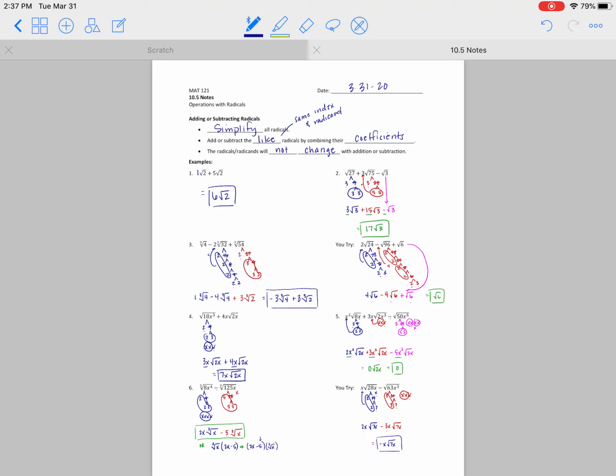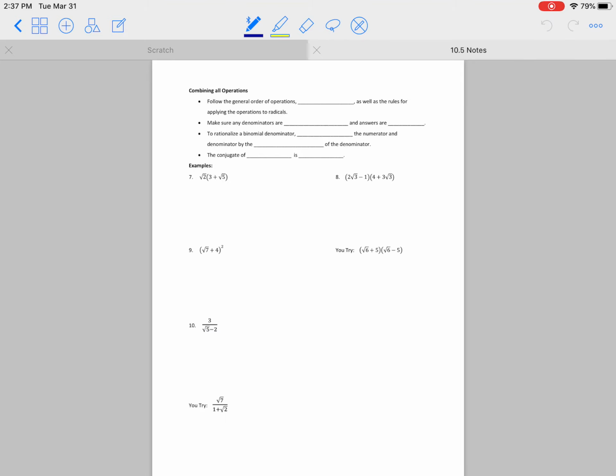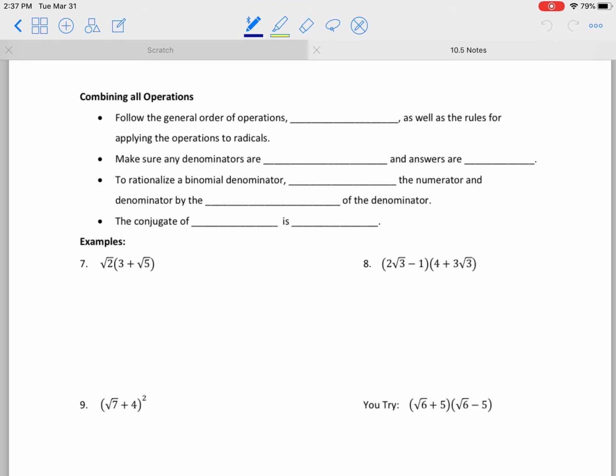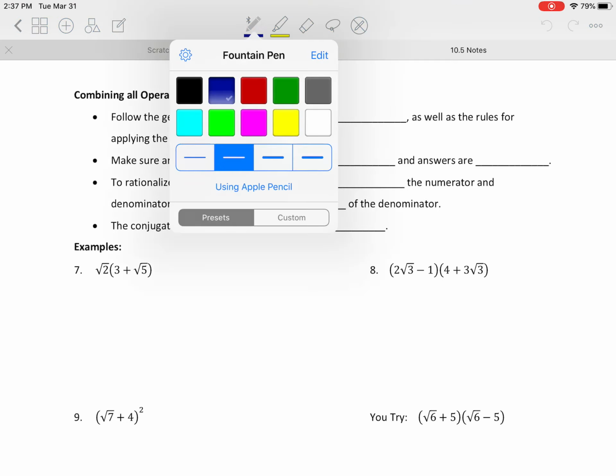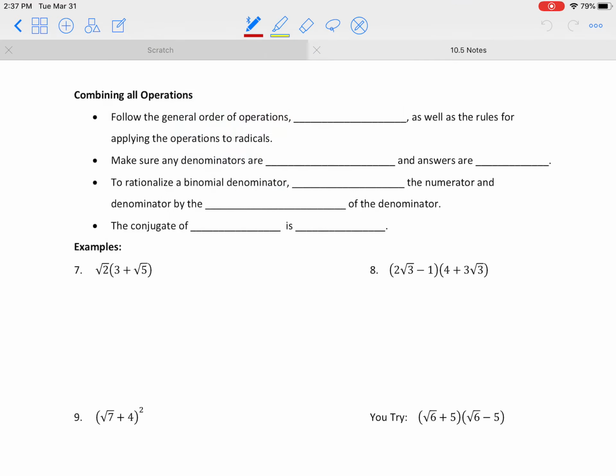Okay? So adding and subtracting, we're looking at simplifying and then combining the coefficients of like radicals. Now what we're going to do is try to combine these two operations with the two that we looked at last time. So in general, when we're combining operations, we want to follow our order of operations, right? Parentheses, exponents, multiply, divide, add, and subtract. And then any rules that we've talked about applying to radicals, make sure we're sticking to those as well.